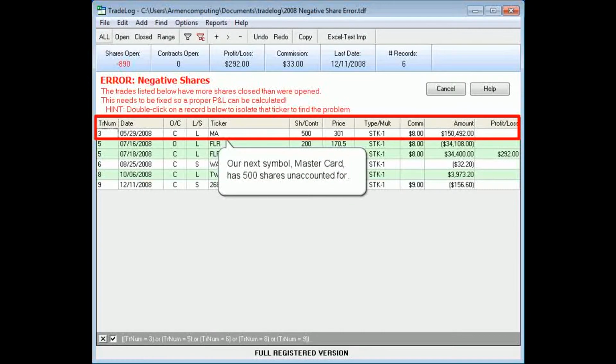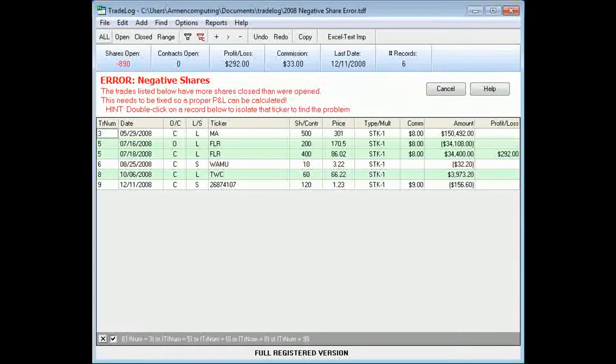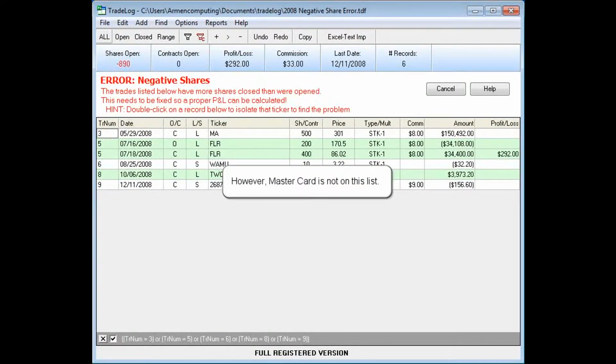Our next symbol, MasterCard, has 500 shares unaccounted for. Again, we first look at our December statement of the previous tax year to verify open positions carried over. However, MasterCard is not on this list.